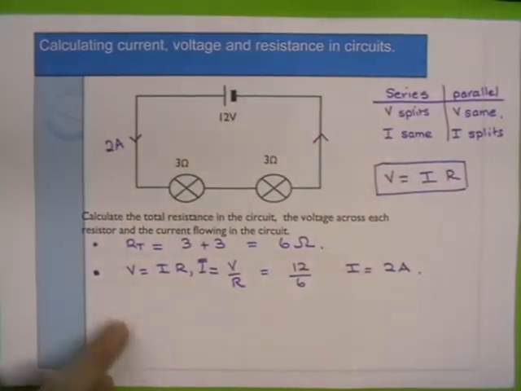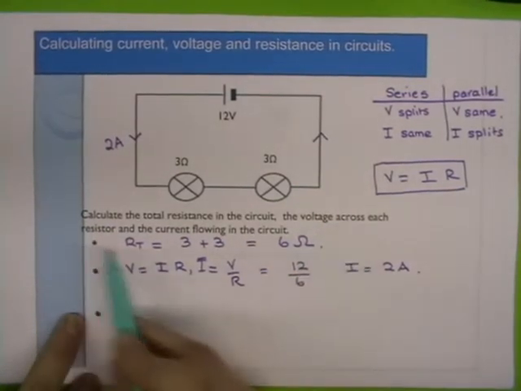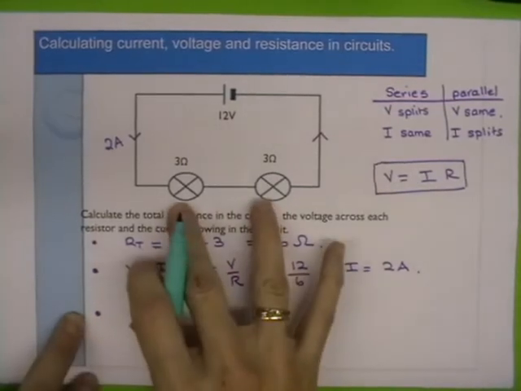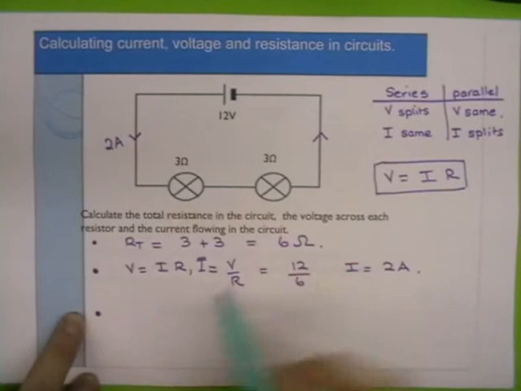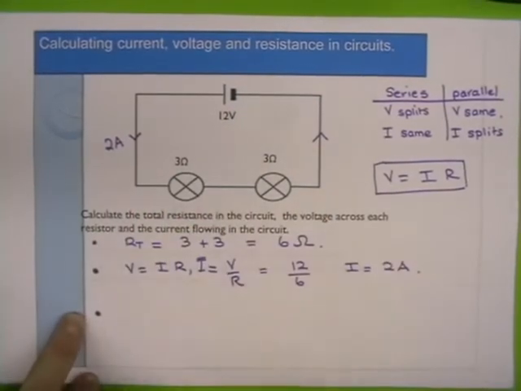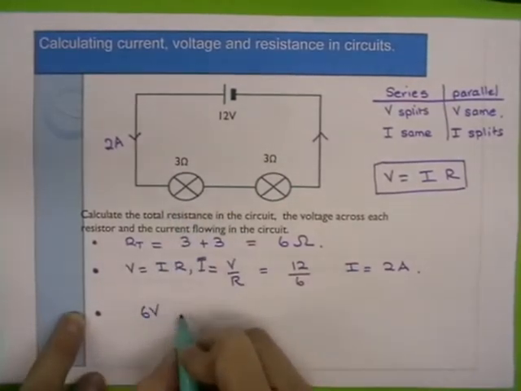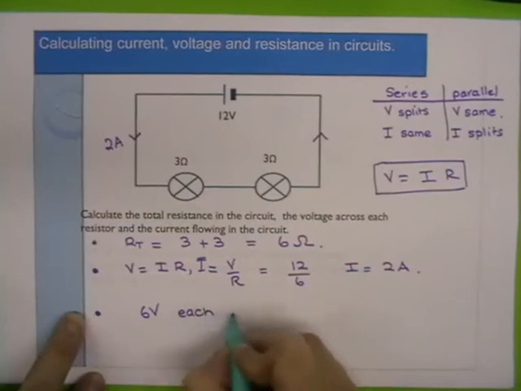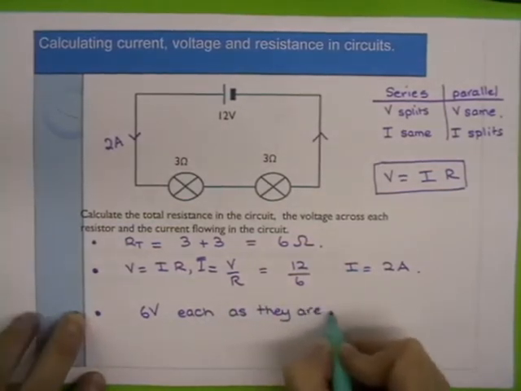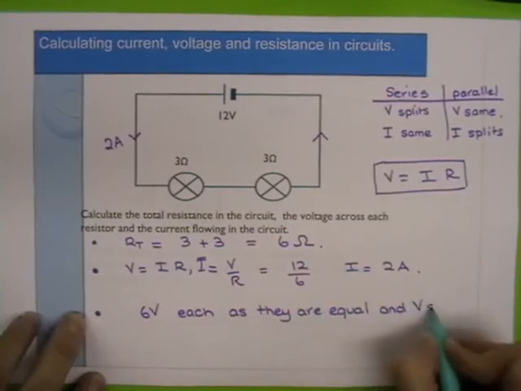Third part, we're going to find the voltage across each resistor. Now there's 2 ways of doing this. If the 2 resistors are equal like that, then it's very easy to say, right, 12 volts, they're equal, they must get 6 volts each. I'm going to use Ohm's law on one of them just to prove that the answer is 6 volts. I'll write down the answer first, 6 volts each, as they are equal. And V splits equally.